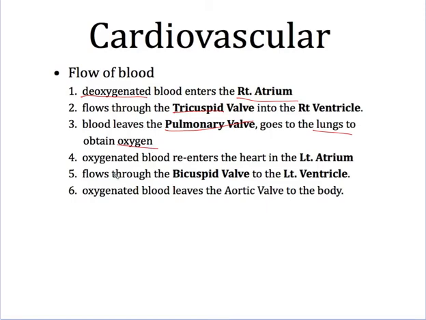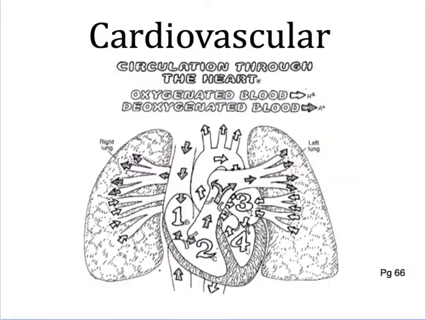After it's got oxygen, it comes back as oxygenated blood. This comes into the left atrium, flows down through your bicuspid valve, and then into the left ventricle, where it is sent through the aortic valve to the rest of the body. This is blood flow through the heart. Again, you're going to need to know this. You have to label chambers of the heart. You have to tell me where blood goes to and from when it's going certain places. This is going to be important to understand moving forward.